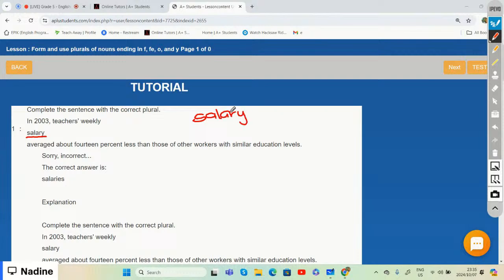So this word, we need to show the plural form of this word. What is the plural form of salary? The plural of salary. Remember, we said that if the word ends with a Y, we remove the Y and we add IES. But then how are we going to write the plural form of that word?